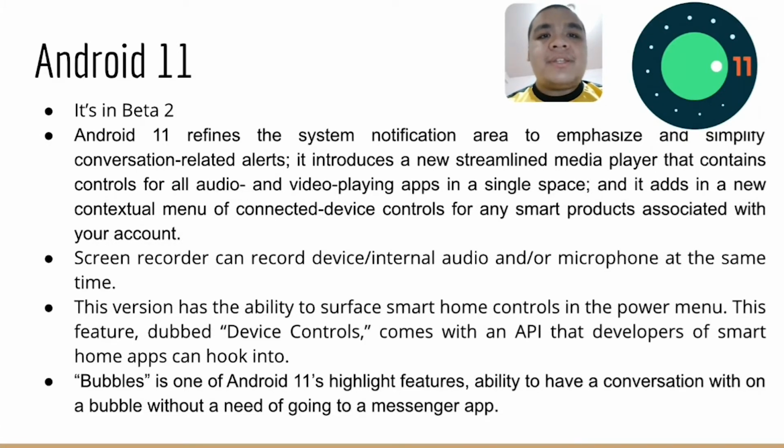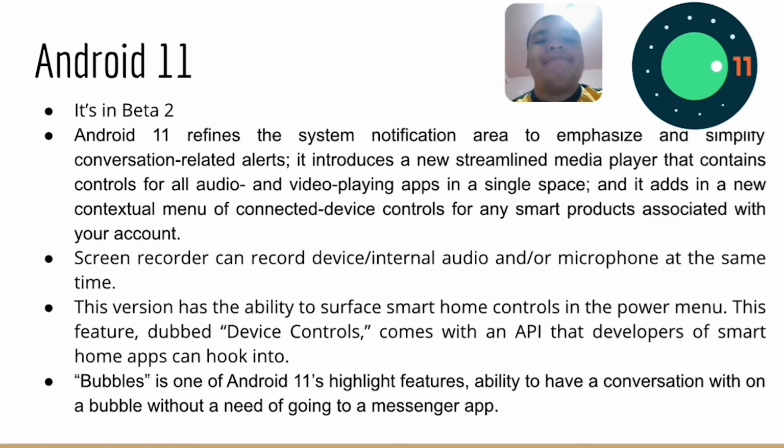Android 11 is still in beta 2. It refines the system notification area to emphasize and simplify conversation-related alerts. It also introduces a new streamlined media player that contains controls for all audio and video playing apps in a single space. The screen recorder can record device or internal audio and microphone at the same time. Bubbles is one of Android 11's best features, the ability to have a conversation in a bubble without going to a messenger app.